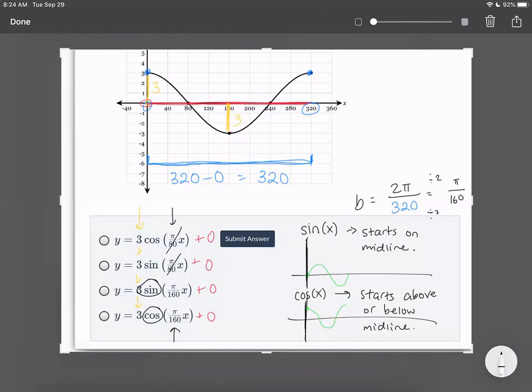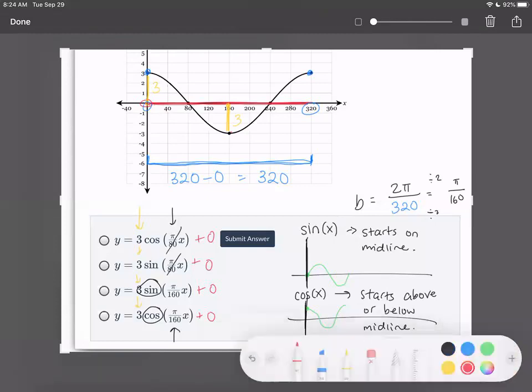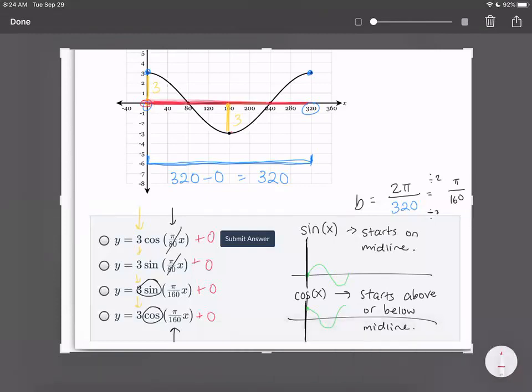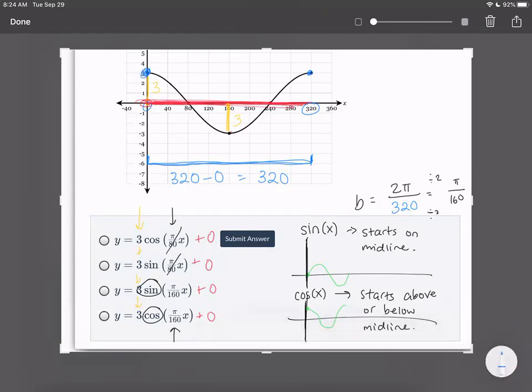Okay, so then you guys can take a look at our graph that's given here, and I'll ask you guys, here is my red midline. Is my graph starting above or below it over here? Or no, above. Is this a sine or cosine? My bad, I'll just say that. Is this a sine or cosine?